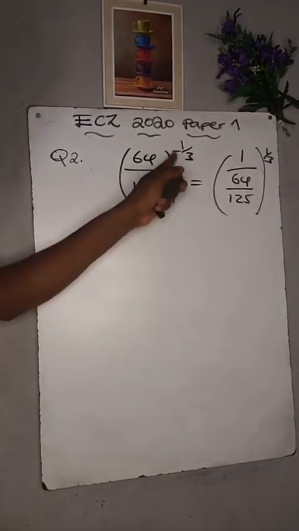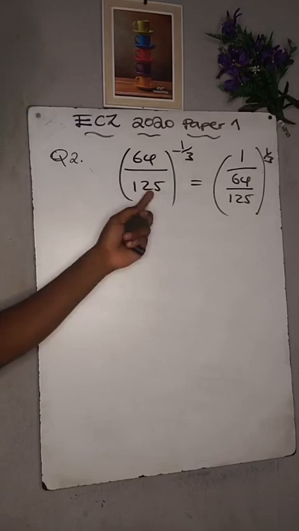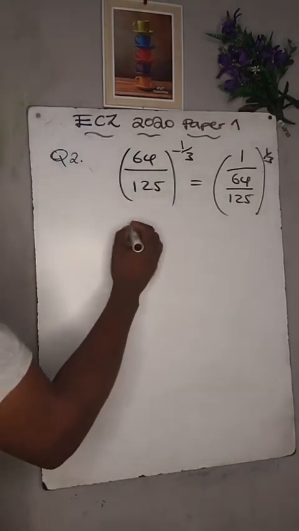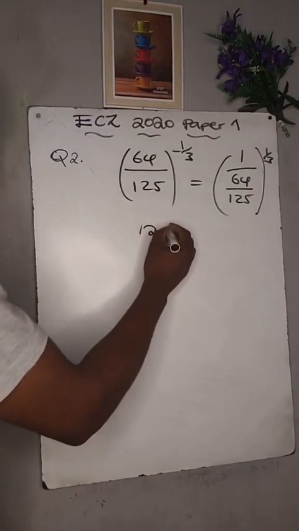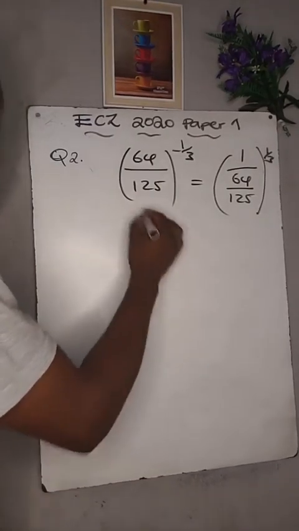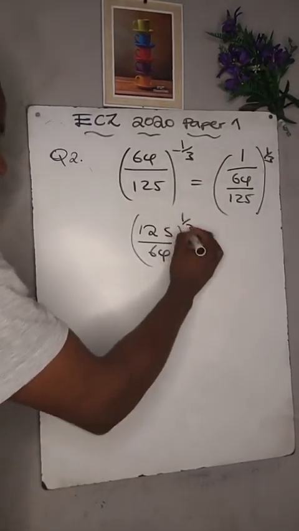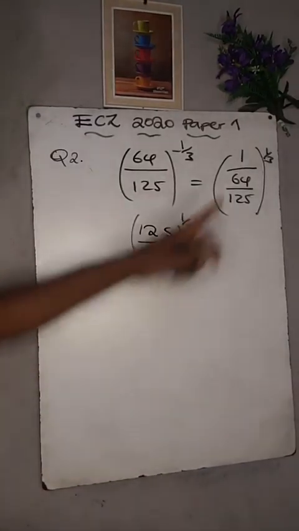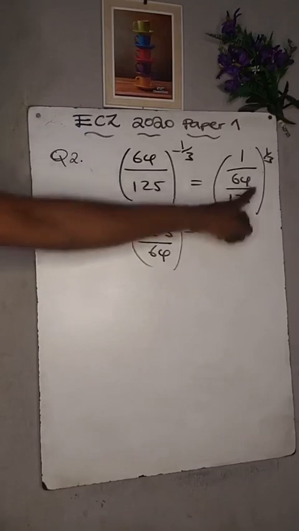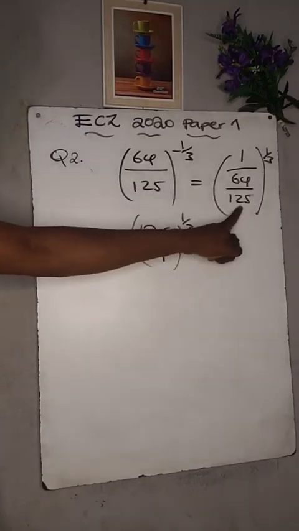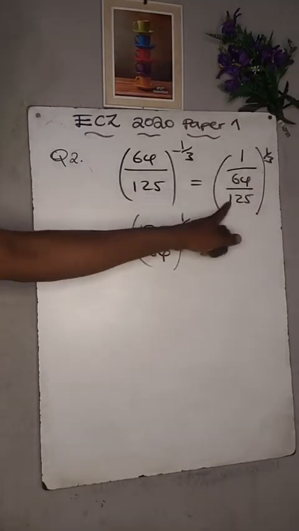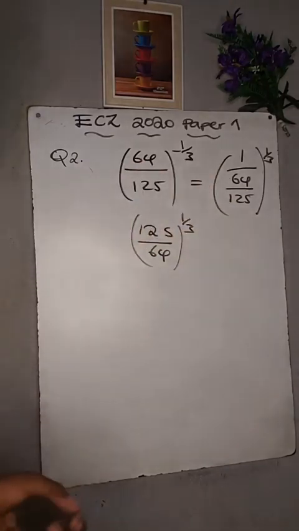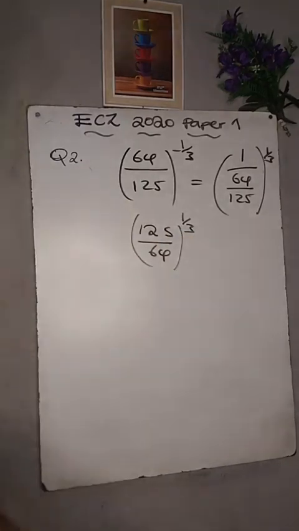So when you have a negative and you have a fraction like that, the best thing to do is to reciprocate it. So it will be 125 over 64, then to the power 1 over 3. You might ask, how did it come about? I said 1 divided by 64 over 125. Then if we change the sign, bringing in multiplication, there is a reciprocal.